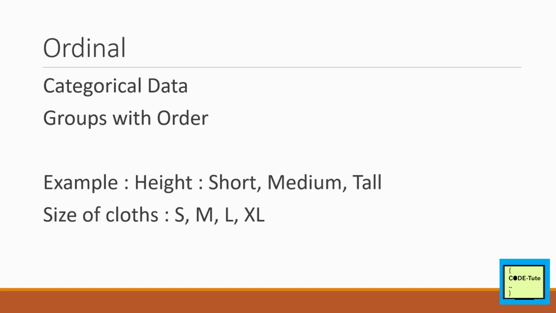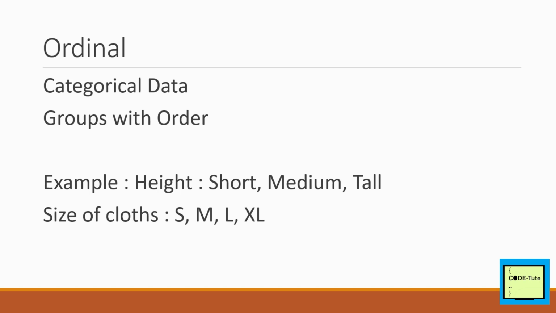Now what is ordinal data? Ordinal data is the same as nominal data, but here there is order. For example, if you consider the height of individuals, there are three types: short, medium and tall. This is the range of data, and this is how you can rank: 0 for short, 1 for medium and 2 for tall. So there is an order. Similarly, size of clothing: small, medium, large and XL. There is again an order. That is called ordinal data.